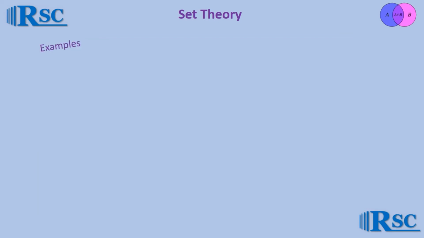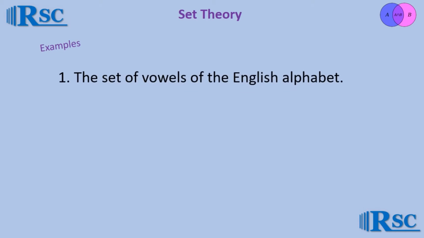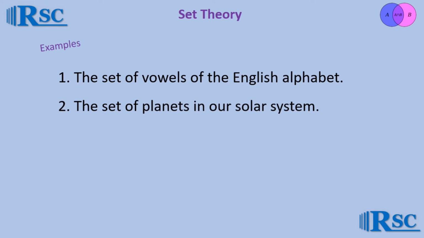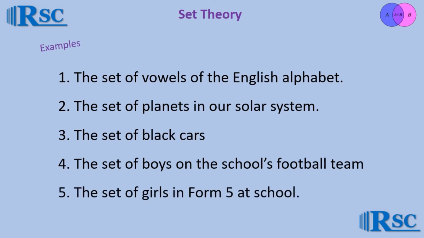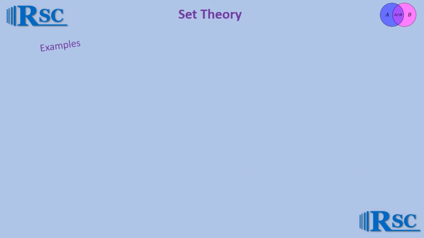Some examples of sets are as follows: the set of vowels of the English alphabet, the set of planets in our solar system, the set of black cars, the set of boys on the school's football team, and the set of girls in Form 5 at school. The first two examples are readily identifiable and can be listed. The set of black cars can also be identified even though we do not have information about all its members in terms of their location.